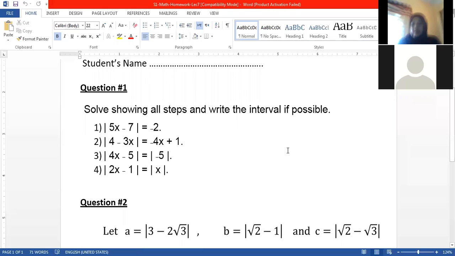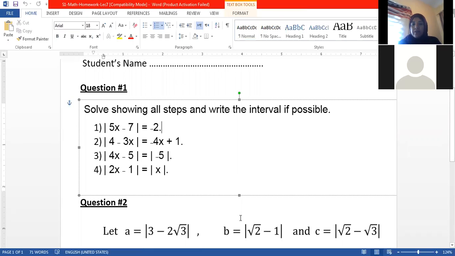I'm going to share the worksheet. So on the first question, okay, solve showing all steps and write interval if possible. What about the first one? How do we solve the first one?